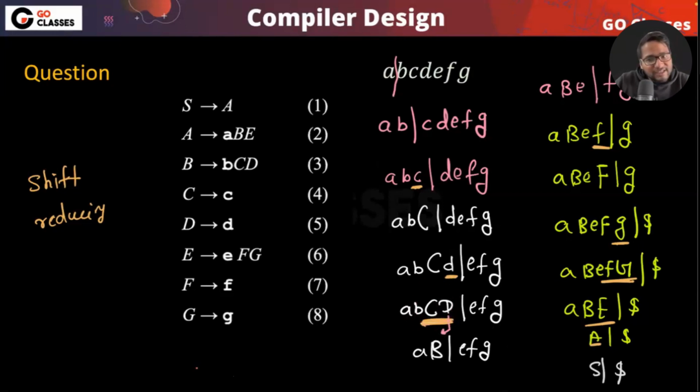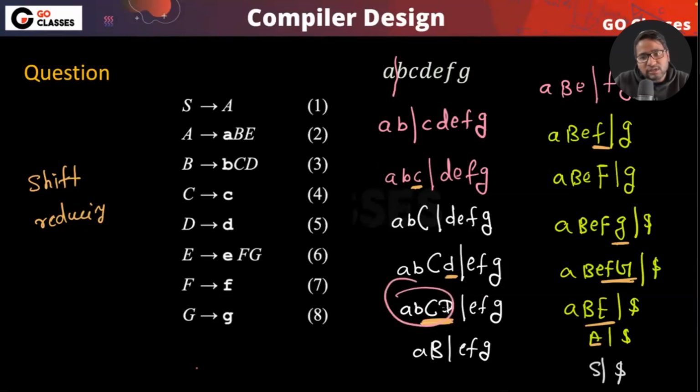But tell me, at this moment, can you reduce this B? Only B. Can you reduce this B? At this moment? No. At this moment, can you reduce only C? No. Can you reduce this BCD at this moment? The complete BCD? Yes. At this moment, can you reduce this CD? Yes. So whatever is on the top of the stack, you can definitely reduce.